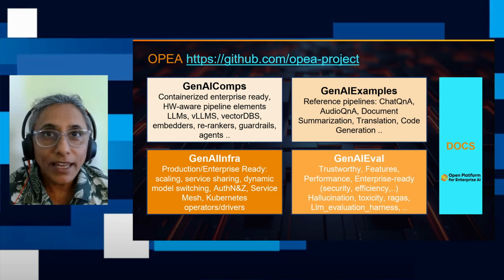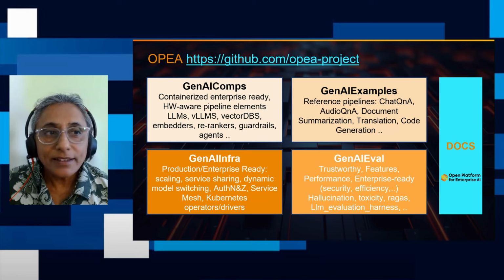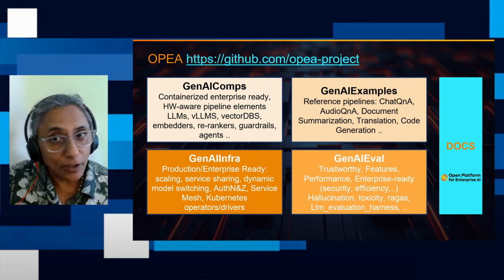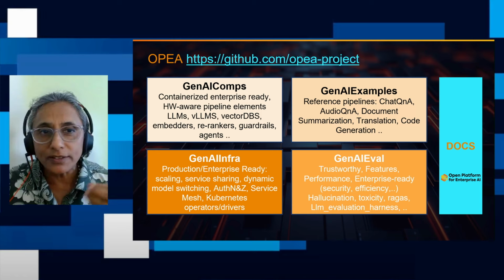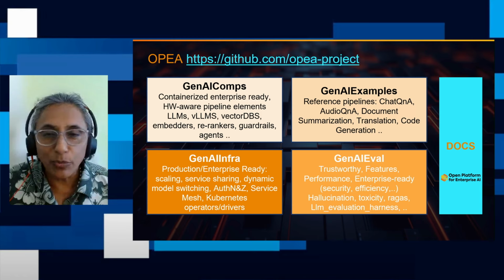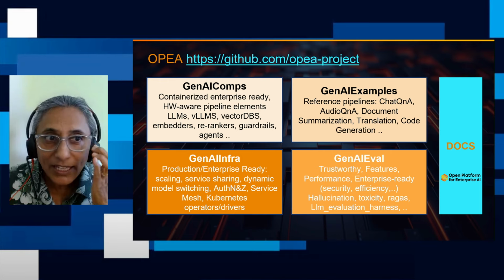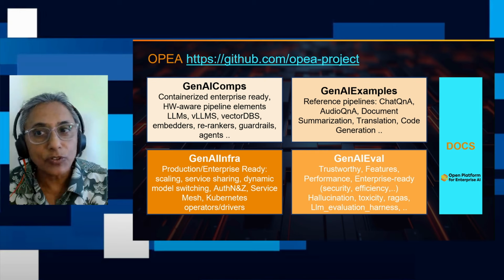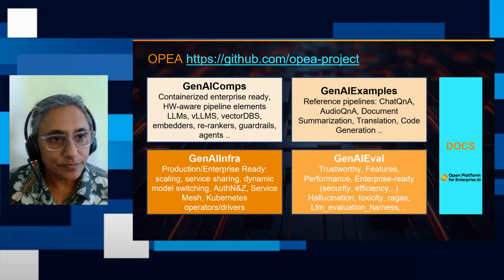One is called the GenAI comps right here. These are containerized components. If you think of Lego blocks, these are the individual blocks, and then what do you use those blocks for? You make dinosaurs, dragons, boats, whatever. So these GenAI components are those Lego blocks, the little units that you'll use to compose your bigger solutions.